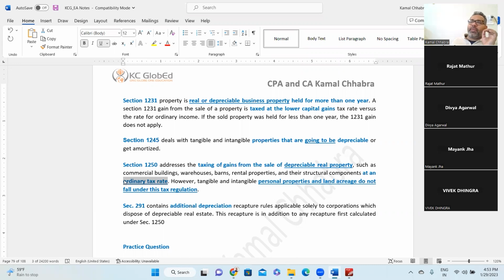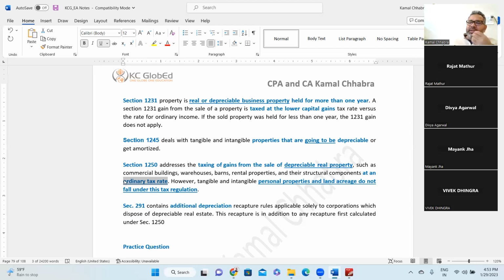Normally, for example, if you have purchased one asset for, let's assume, $100,000, and let's assume the life of that asset is 10 years. For example, we have purchased a JCB machine for $100,000 and the JCB machine life is assumed to be 10 years, and you are depreciating over the period of 10 years equally. That means every year you are depreciating $10,000, right?